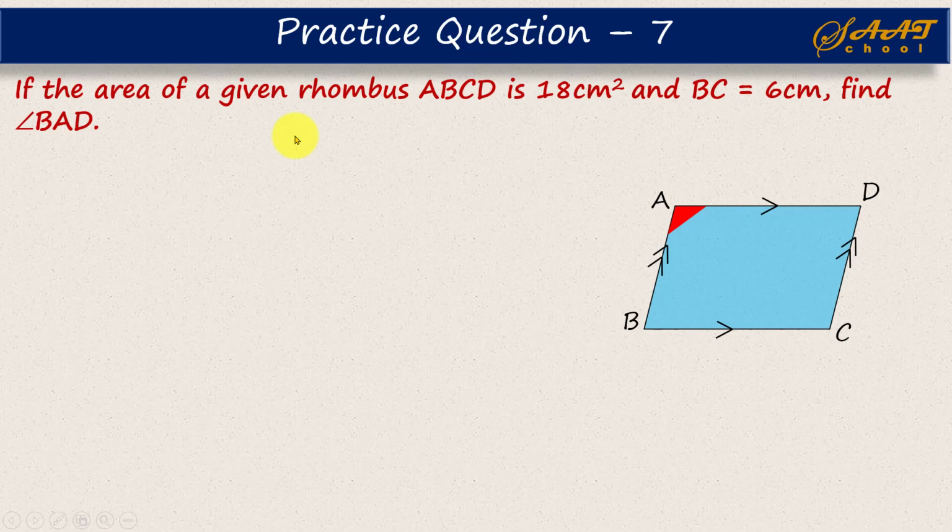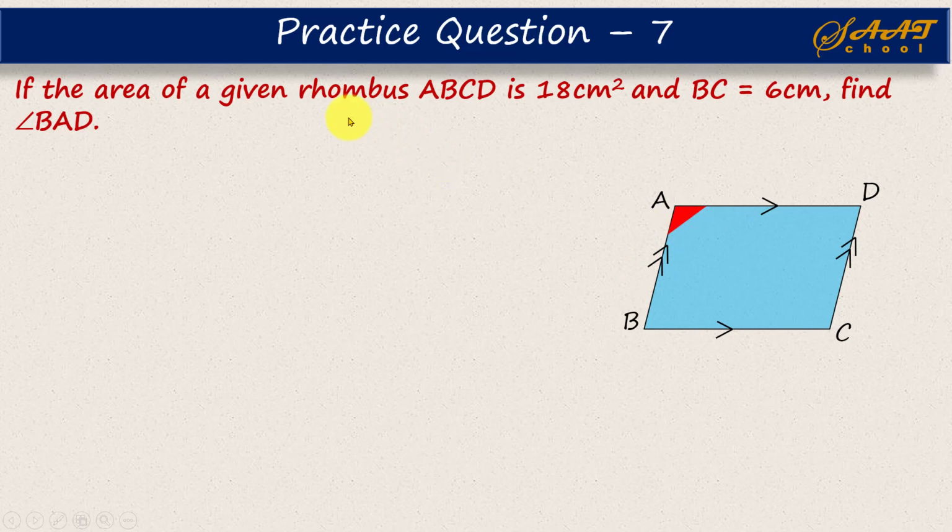Now here is practice question 7. This is similar to practice question 5. The given information is that the area of the rhombus is 18 square centimeter. We have BC is 6 centimeter. Now we have to find angle BAD, which is this one. So we have to find this angle, meaning we use the relation for the product of these two adjacent sides and the angle between them.